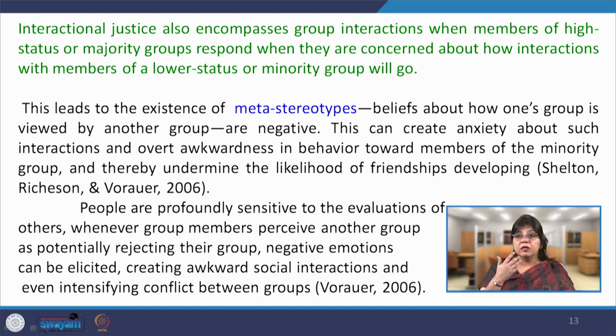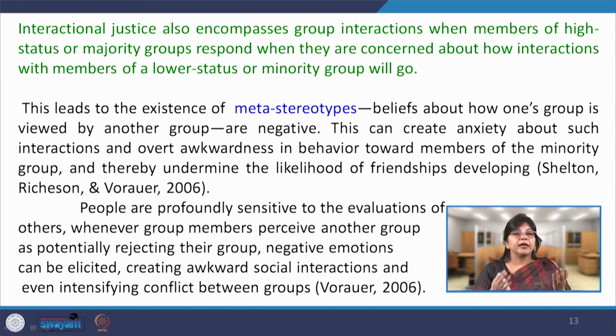Why? Because members of minority groups have fear of being evaluated by the majority groups, and at the same time majority groups also have some apprehensions about evaluating the minority groups, and they have some presumed thoughts about the minority group, and based on this some kind of negativity evolves between the two groups. So, this leads to the existence of meta stereotypes, which is a belief about how one's group is viewed by another group. That perception is negative, and this can create anxiety about such interactions and awkward behavior towards members of the minority groups, and they undermine the likelihood of friendship developing between the two groups.